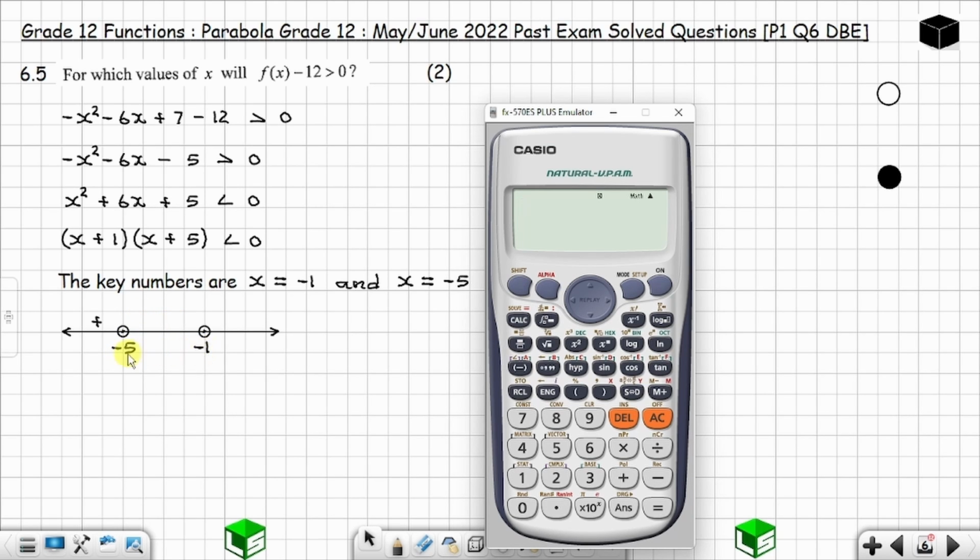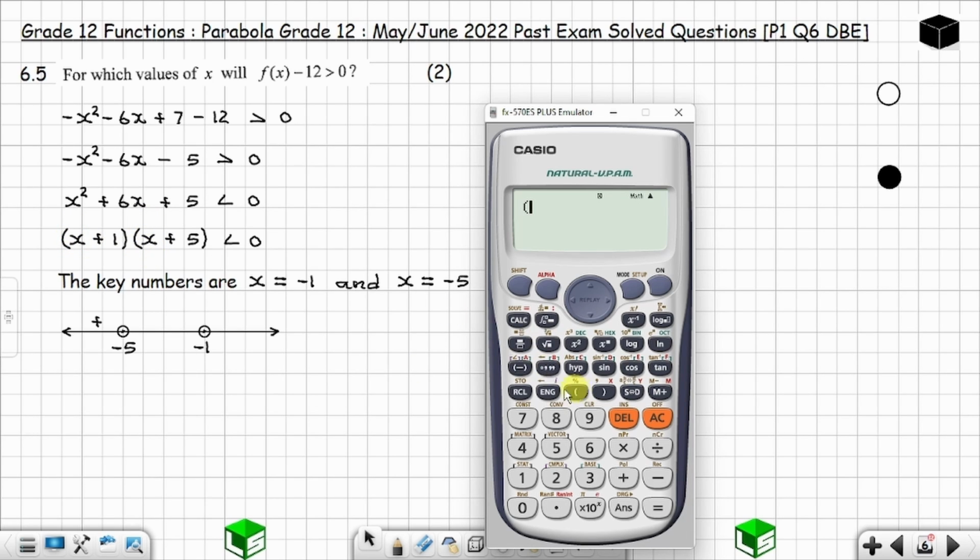Now you are going to use any number between -5 and -1. So between -5 and -1, there is -2, there is -3, -4, right? All those numbers, you can use them to test this interval. Let me use -3. You can see -3 is between -5 and -1. Let's plug -3 in there where there is x.